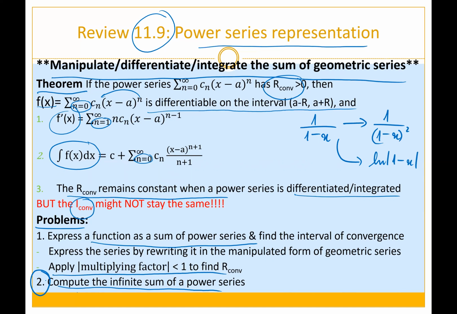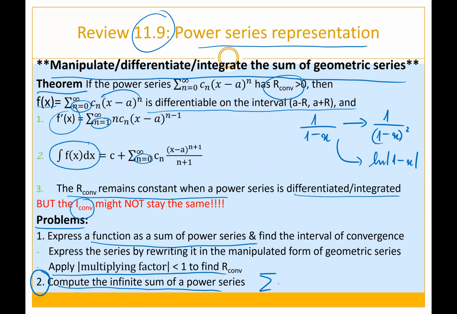So say if you have a function, right? And they ask you to find a power series. So that's the forward way that you're going to usually do it. But if they ask you to compute the infinite sum of a power series, you go the other way around. You have the power series representation, and they're going to ask you to put it back into the original function.